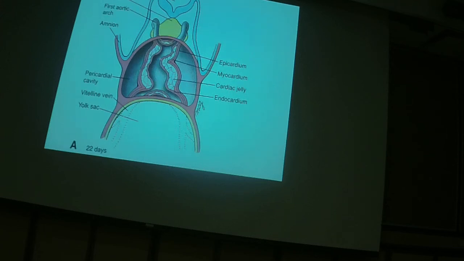But it's still a single tube with an outflow tract. Blood is going this way. It's going from inferior to superior in the slide. So this is the outflow tract. This is where the aortic arches come into play. Those pharyngeal arches come into play. Each one has an aortic arch associated with it. This is the first aortic arch. This is the inflow tract of the heart. This is bringing blood from the yolk sac, from the umbilicus, from the placenta, starting to bring it back toward the heart.